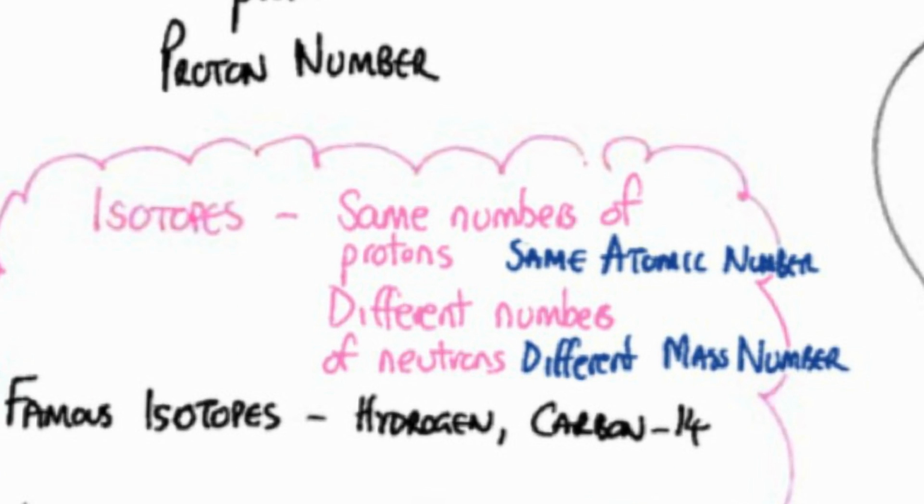Isotopes. Isotopes basically have the same number of protons, they have the same atomic number, in other words the bottom number will be the same, but they have different numbers of neutrons, and they have a different mass number. Now we'll be seeing these a lot more when we start talking about nuclear processes. If they have different numbers of neutrons, they tend to be unstable. They want to break up, and then they're known as being radioactive. Famous isotopes include hydrogen and carbon-14. I'm going to show you some hydrogen ones now, for example.